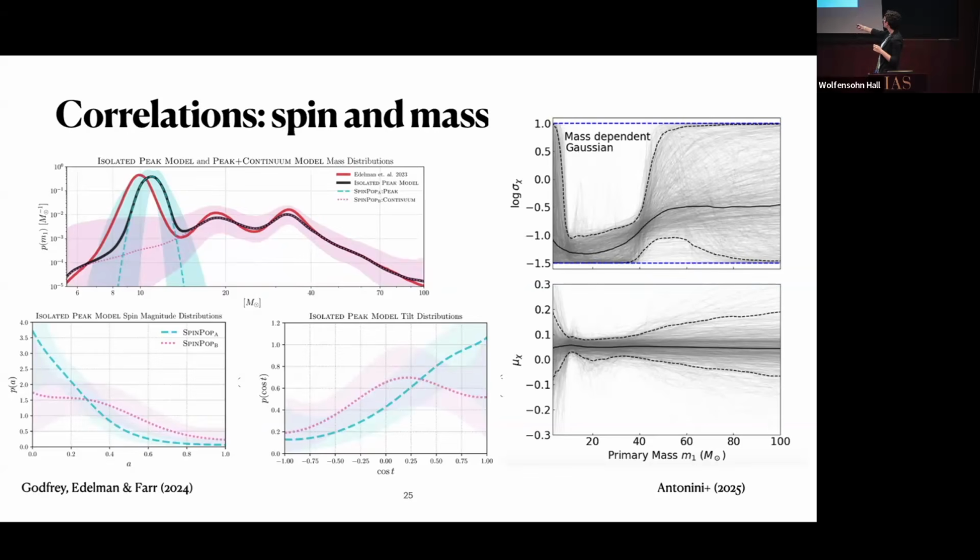Their first paper in this series came out earlier this year, but now they're fitting for this non-parametric correlation where the shape of the correlation, the shape of these curves, is a Gaussian process. So it's pretty flexible. And they're finding that the mean of the chi-effective distribution might not change that much with mass. Maybe it's a little bit more positive at low masses and maybe more consistent with 0 at higher masses. But the standard deviation really does.